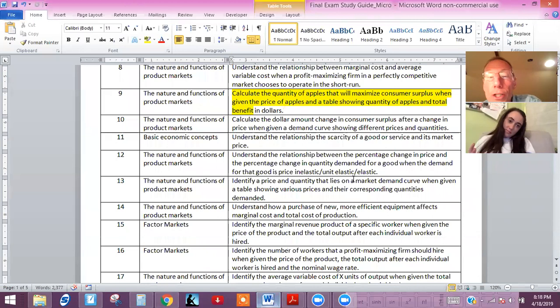Understand the relationship between percentage change in price and the percentage change in quantity demanded for a good when the demand for that good is price inelastic, unit elastic, or elastic. Okay, so if you know the formula for elasticity, right?